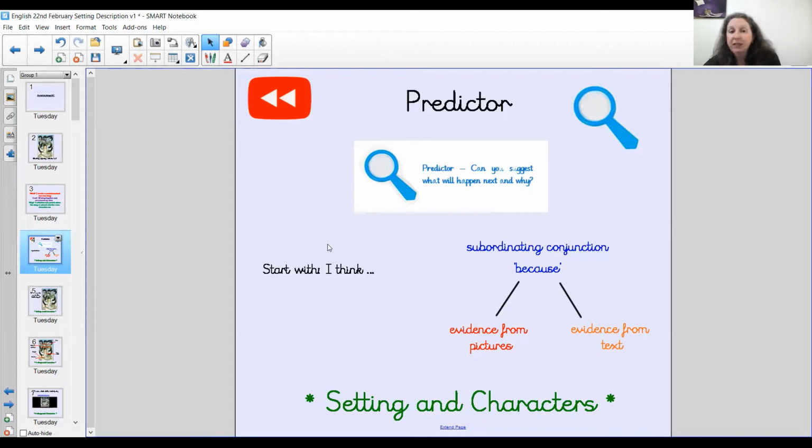When we're making a prediction, we start our sentence with I think. And then we follow that with because, so the subordinating conjunction because, and that's what we use to give our evidence. So it could be evidence from pictures or it could be evidence from the text. So that's sort of our explanation of why we think what we do, because we're using the evidence from the text. But as I said, we are focusing on the setting and the characters, so not what is going to happen next in the story. We're just focusing on the setting and the characters, so we're going to make our predictions about them.